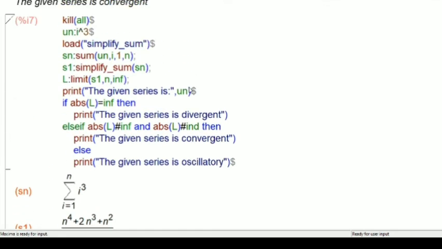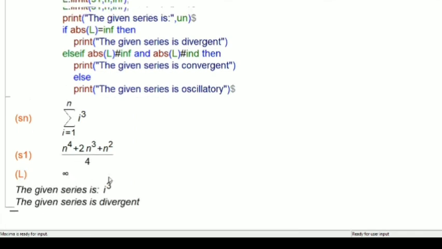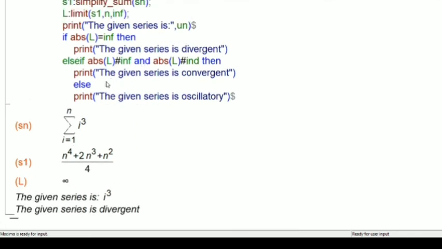Then it prints the given series. What was your given series? i cube. Yes. And it checks this condition. Because the limit is infinity, this condition itself is true. Therefore, it prints this: given series is divergent. So this is how you have to write the program to verify whether the given series is convergent or divergent or oscillatory.